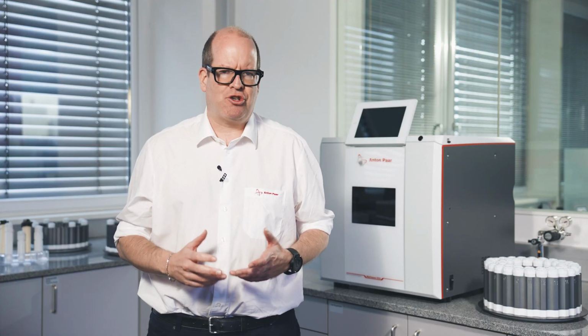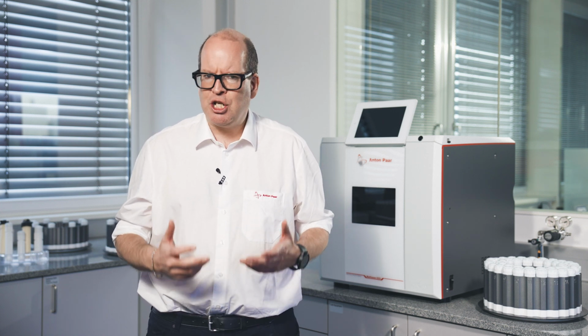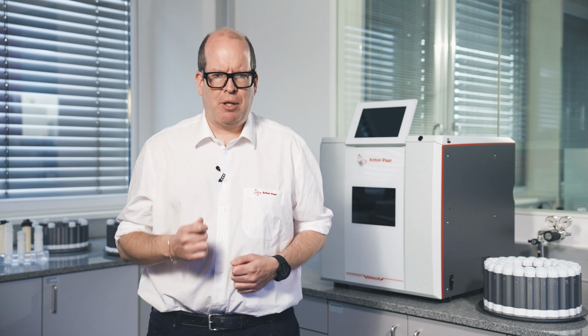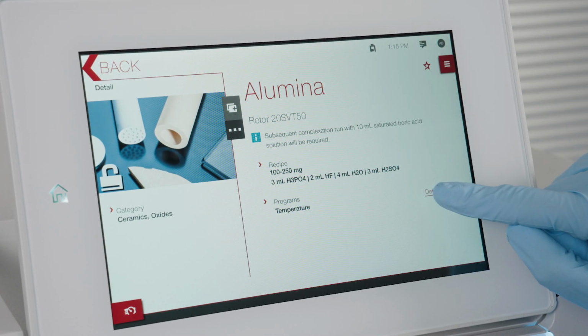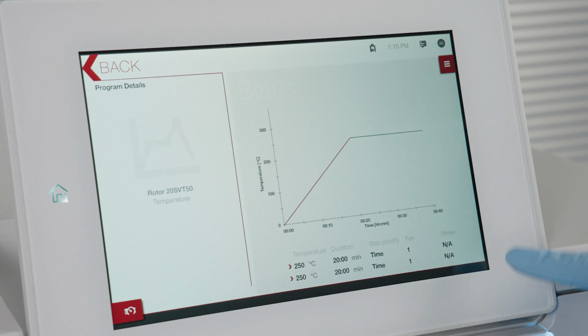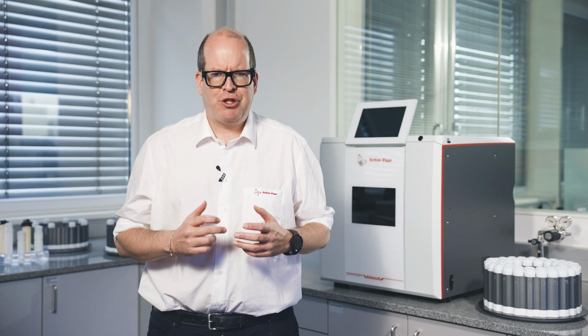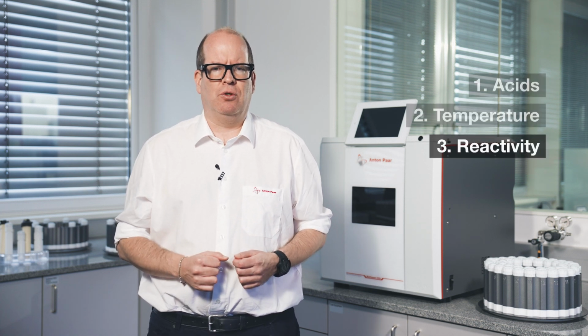Modern acid digestion instruments even suggest appropriate temperature time programs for individual samples. Such a method contains all important parameters for a complete digestion. Besides acid mixture and temperature, the sample weight and the heating ramp are also really important. The third factor to bear in mind is how to keep reactivity under control.